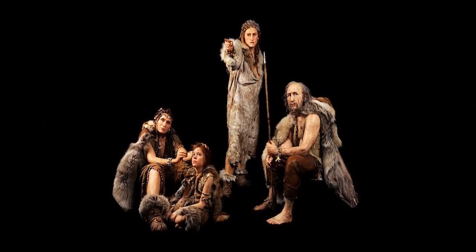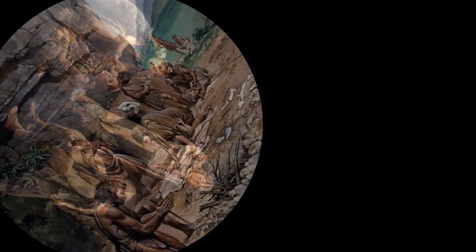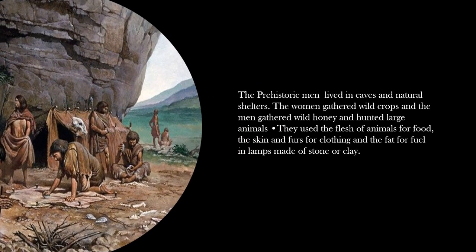Cro-Magnon peoples from 35,000 BCE were considered to be the world's first artists. They lived in caves when it was cold, hunted animals for food, clothing, tools, and shelter. The prehistoric men lived in caves and natural shelters. The women gathered wild crops, and the men gathered wild honey and hunted large animals. They used the flesh of animals for food, the skin and furs for clothing, and the fat for fuel in lamps made of stone or clay.